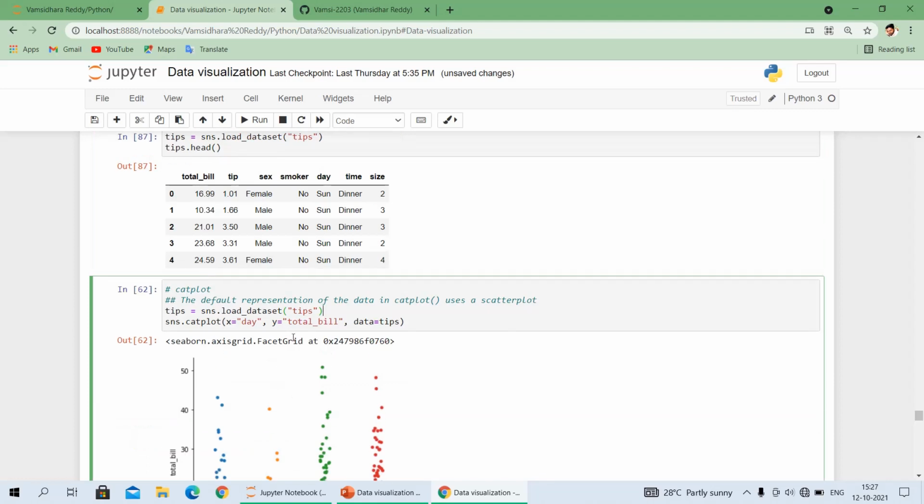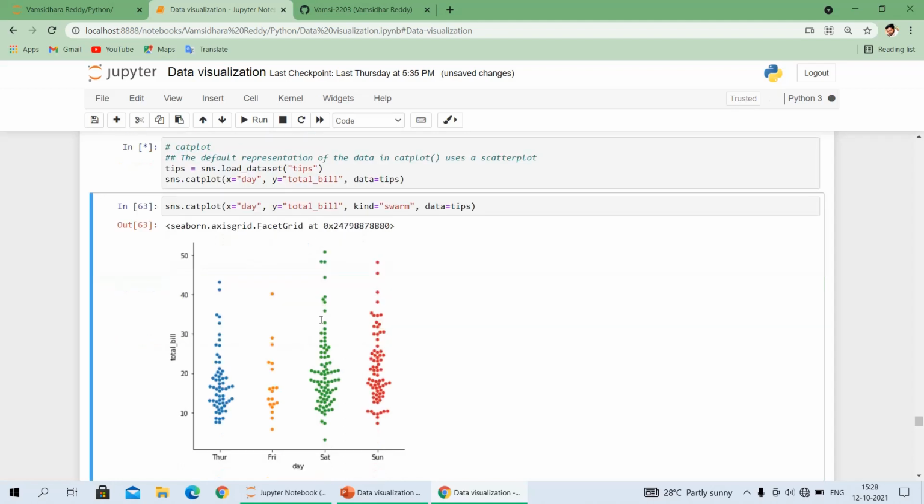First, I want to show you the tip, using the scatter plot, which is the default for a categorical plot. For that graph, I'm using the code sns.catplot with x equals day, y equals total bill. I'm finding the relation between the day and the total bill, and data equals tips.